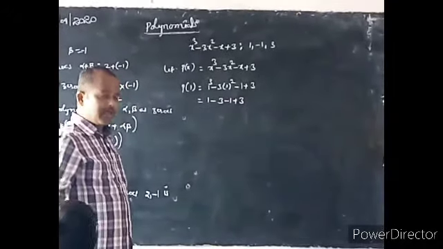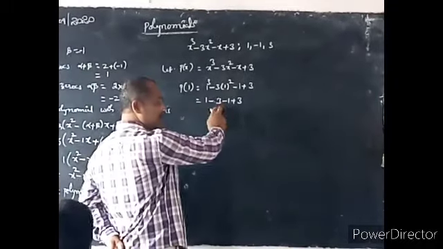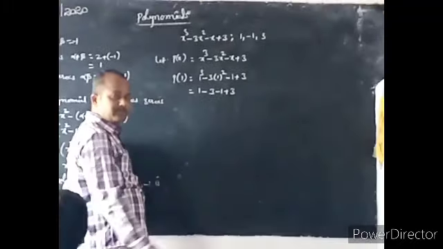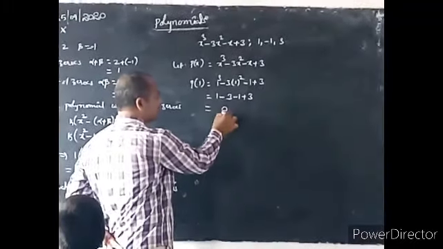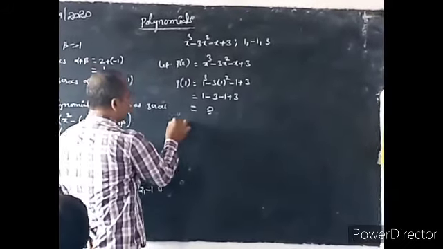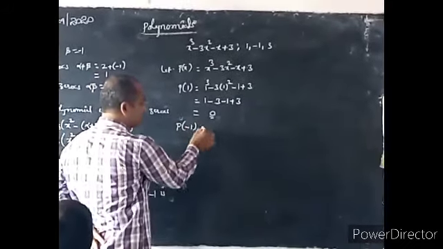Otherwise, 1 minus 3 is minus 2. Minus 2 minus 1 is minus 3. Minus 3 plus 3 is 0. So finally its value is 0. Next, p of minus 1.